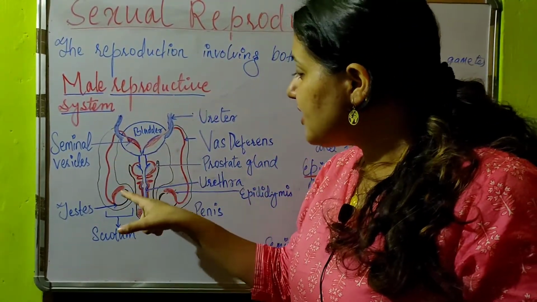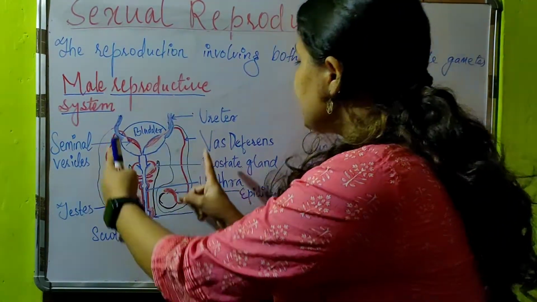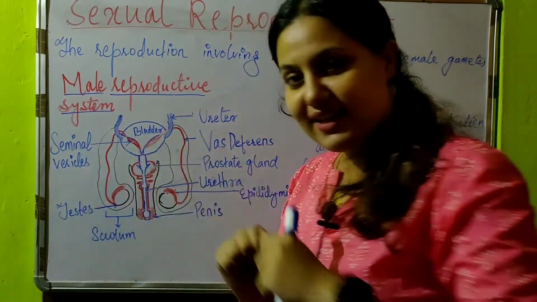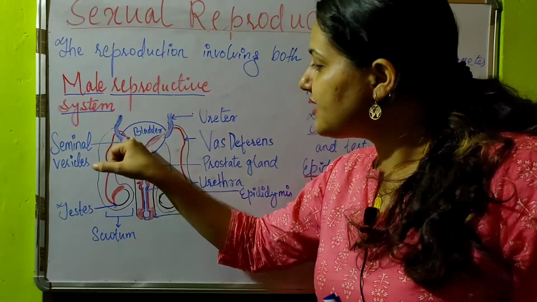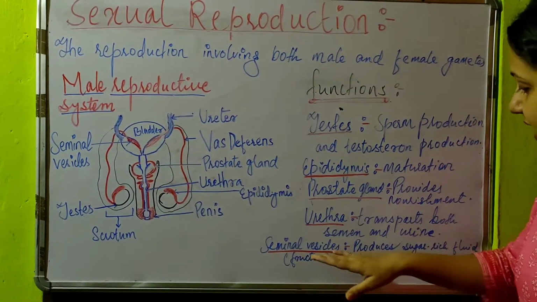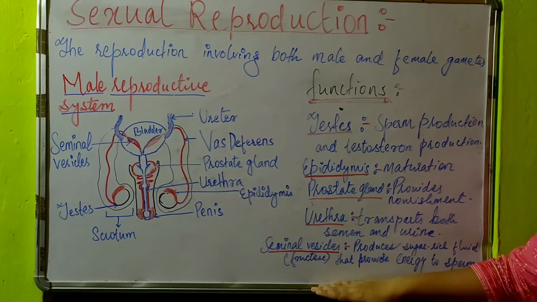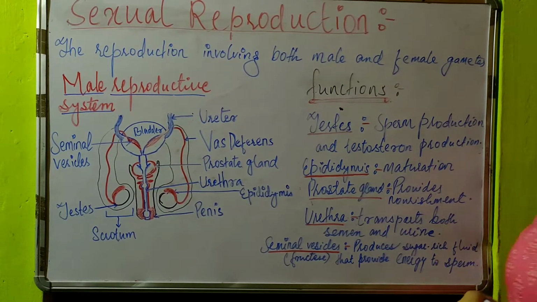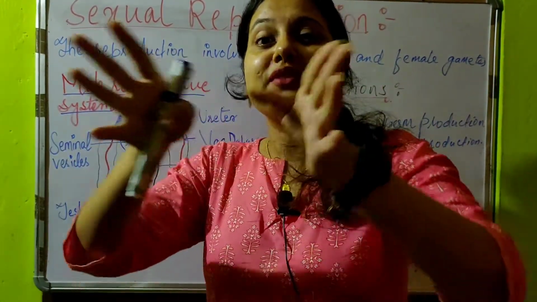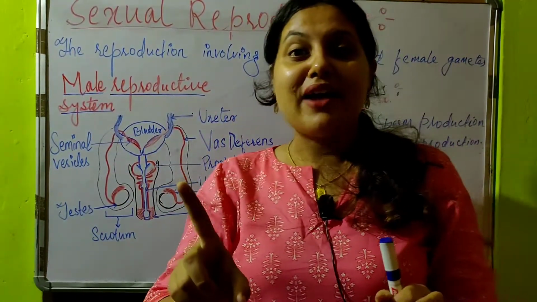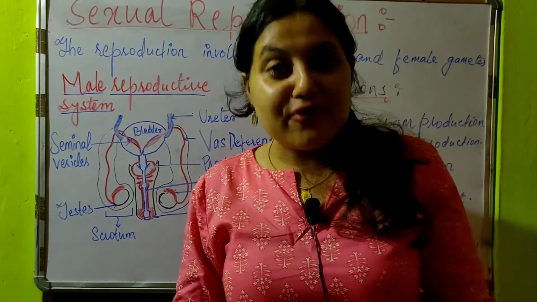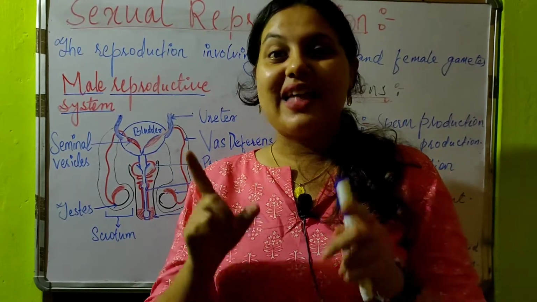Now you see there are two testes, that means there are two vas deferens, isn't it? The vas deferens is directly connected to the seminal vesicles. See, this is the seminal vesicle. Now let's see the function of the seminal vesicle. It produces a sugar rich fluid, fructose, that provides energy to sperm. Since sperm need to move a long way throughout the vagina of the female, that is why they need to have energy, isn't it? So the seminal vesicle plays an important role in production of sugar rich fluid, fructose.